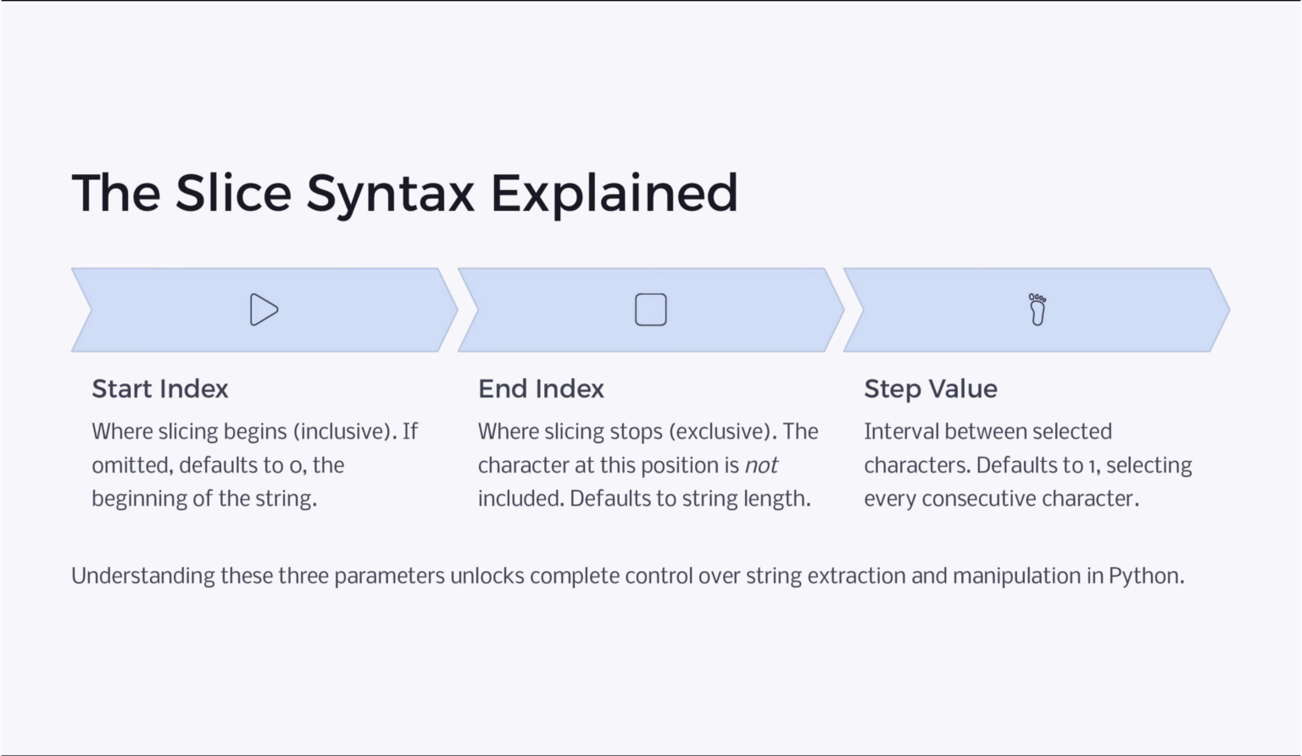The start index is inclusive, defaulting to 0 if omitted. The end index is exclusive, defaulting to the string's length. The step value determines the interval between characters, defaulting to 1. Mastering these parameters allows precise string manipulation.